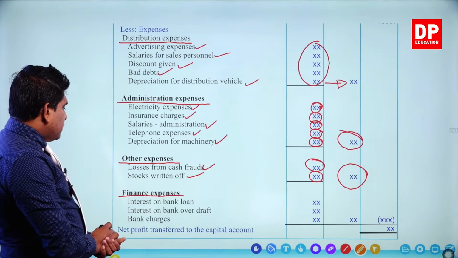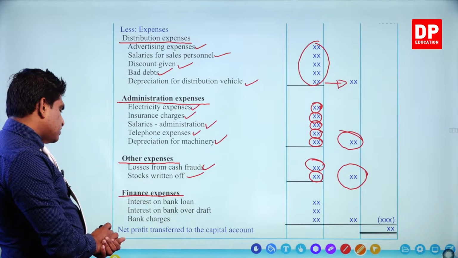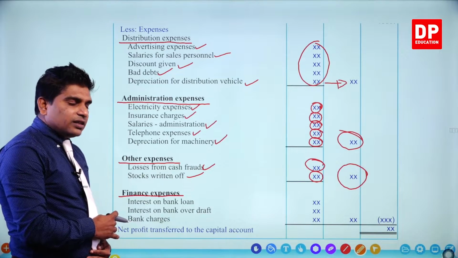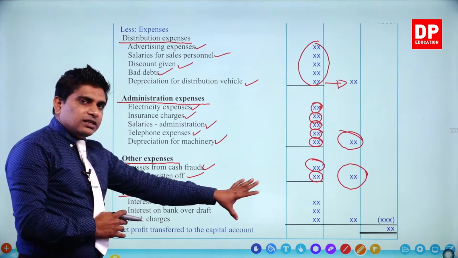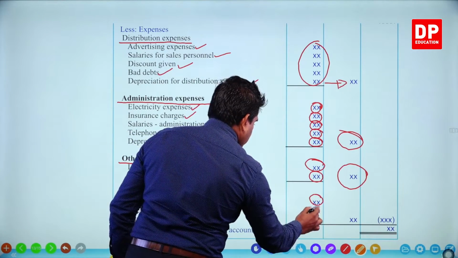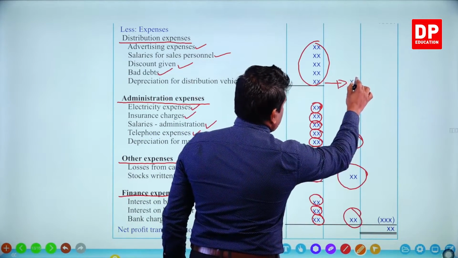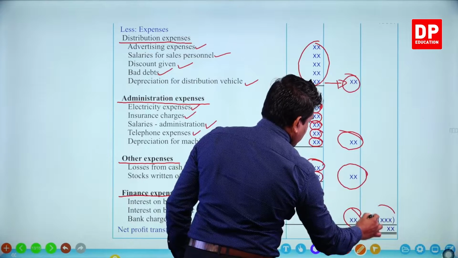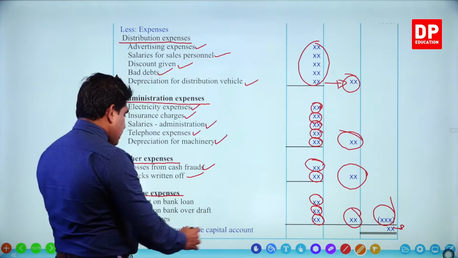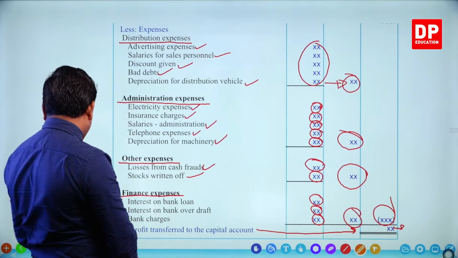Now the next one: interest on bank loan, interest on bank overdraft, bank charges. All these expenses come under the finance expense category. Their values also we write one by one. Try to understand this simple concept. Then each heading total we bring to the third column. On the top you can see the total income, down you can see the total expense, then you can see the net profit.